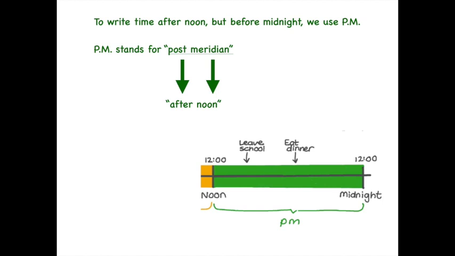p.m. stands for post meridian, and that means after noon. That's kind of cool, right? That's how we always say, oh, it's in the afternoon. That's what PM stands for, literally afternoon. So if you'll see on this chart, we can see this is typically when you leave school and you eat dinner, you go to bed, you're asleep. So all of those activities happen in the PM.